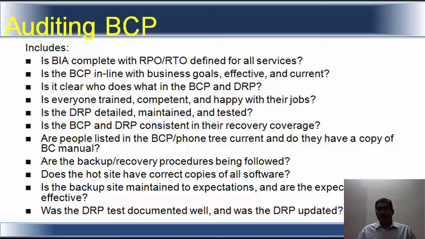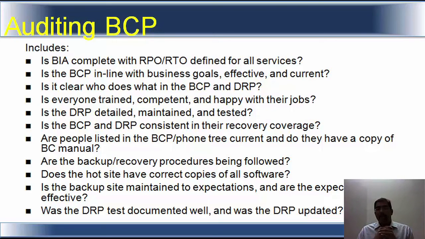Then, is it clear who does what in a BCP and DRP? So, roles and responsibilities of people during a BCP or during an incident. Whether it is clear, you can interview them, you can actually review the document. Whether the document is updated, the document may have Mr. X, but then when you actually interview, it will be Mr. Y who has come in place of Mr. X. So, you need to be clear who does what in a BCP DRP. Then, is everyone trained, competent and happy with their jobs, which is very important. Otherwise, in the event of an incident, the attitude could be: what is it to me? I am going.